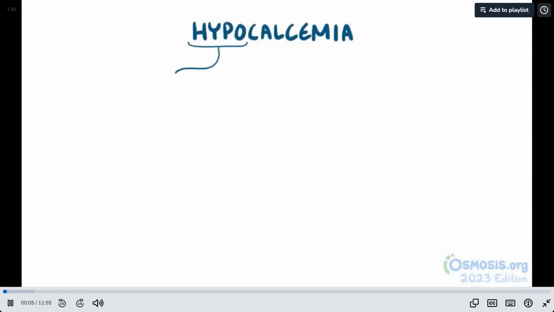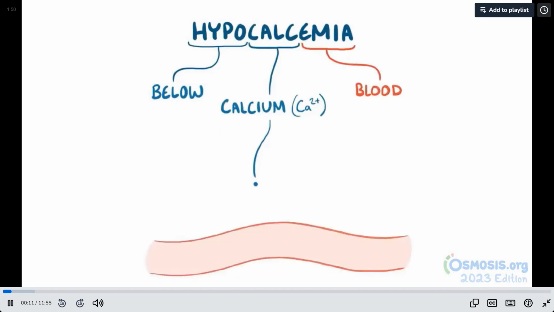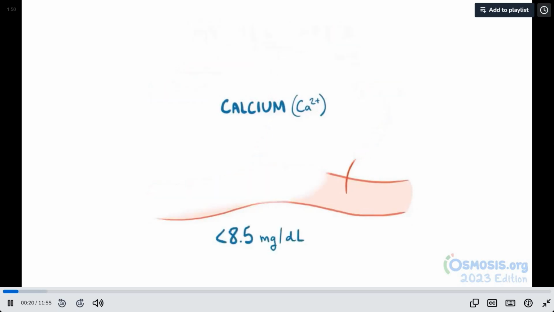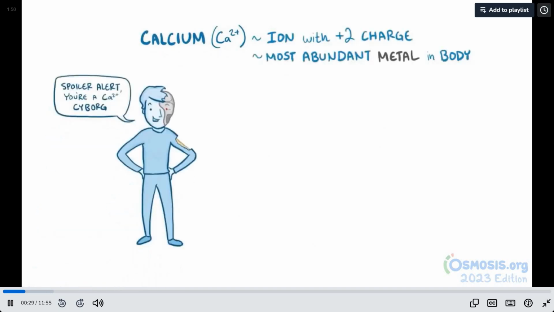With hypocalcemia, hypo means below, calc refers to calcium, and emia refers to the blood. So hypocalcemia means lower than normal calcium levels in the blood, generally less than 8.5 milligrams per deciliter. Now, calcium exists as an ion with a double positive charge, Ca2+, and it's the most abundant metal in the human body. So I know what you're thinking.